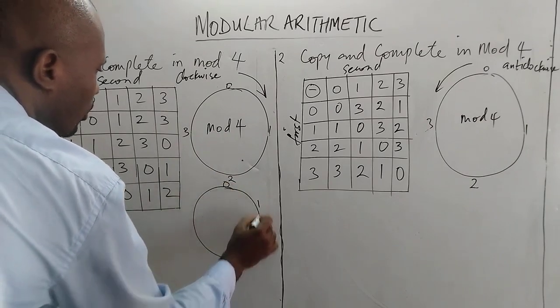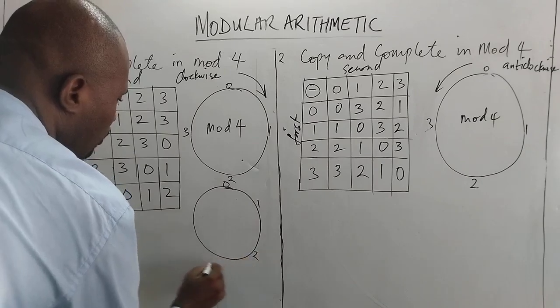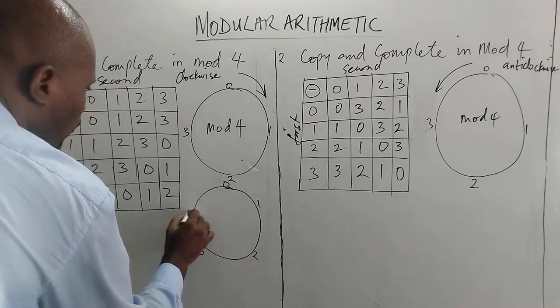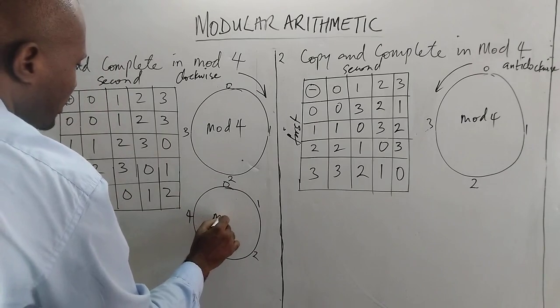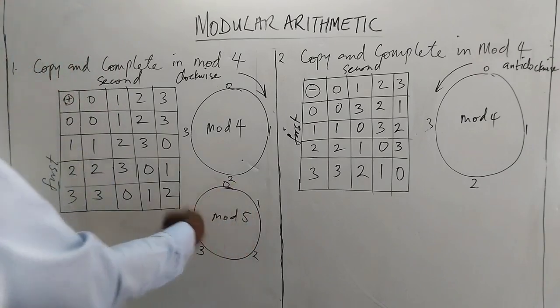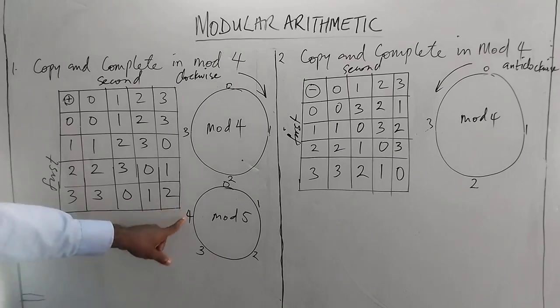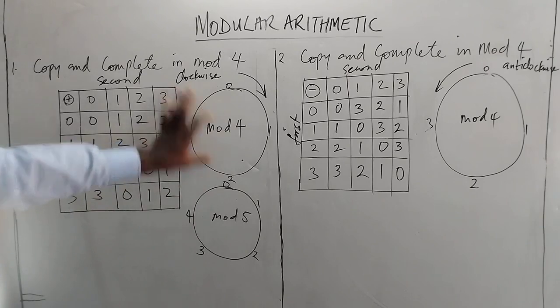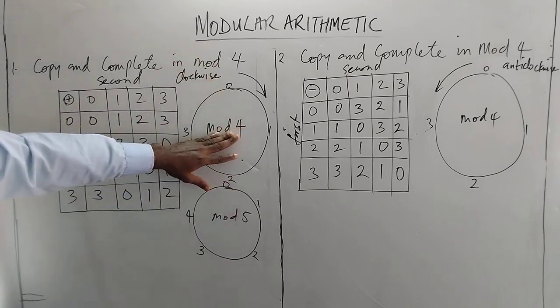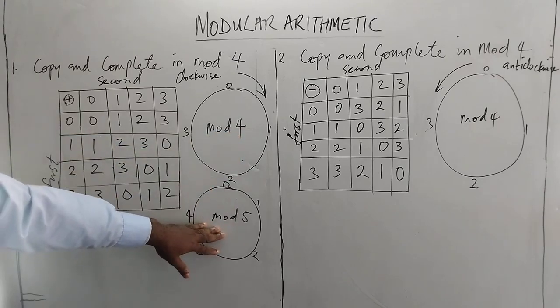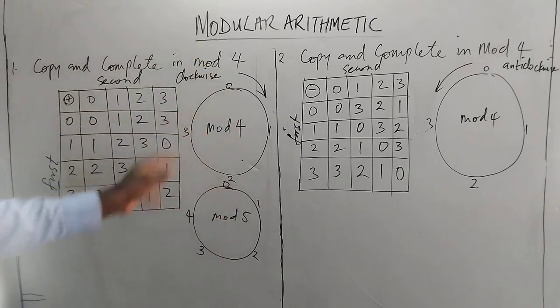All the numbers that are allowed in mode 5 are the ones you write. So this is for mode 5. You can see we included 4. I just included 4. So that's the difference between mode 4 and mode 5. But the operation is the same.